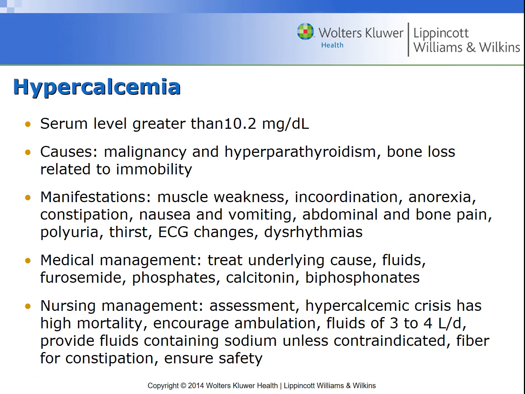Things to look for are going to be muscle weakness, incoordination, anorexia, constipation, nausea and vomiting, abdominal and bone pain, polyuria, thirst, ECG changes, and dysrhythmias. I think the polyuria is probably more because your body's trying to create homeostasis by urinating out. So it's probably trying to do what it can to get rid of it.